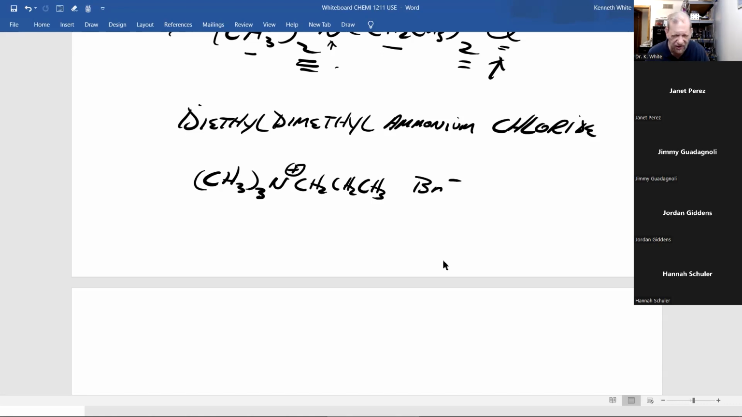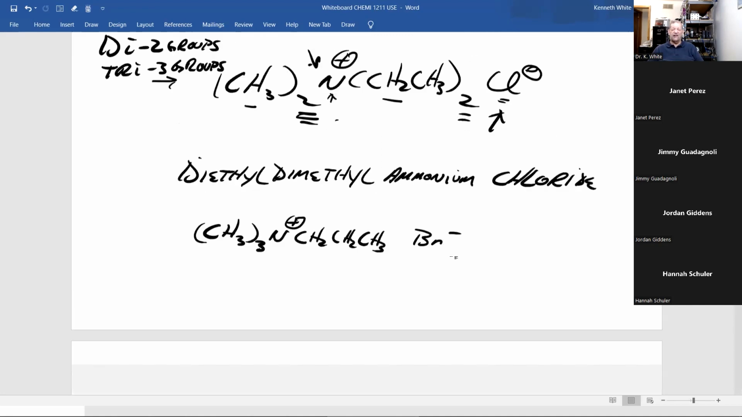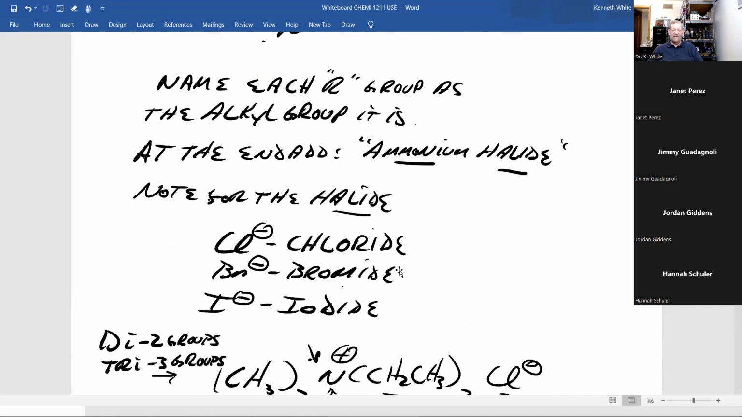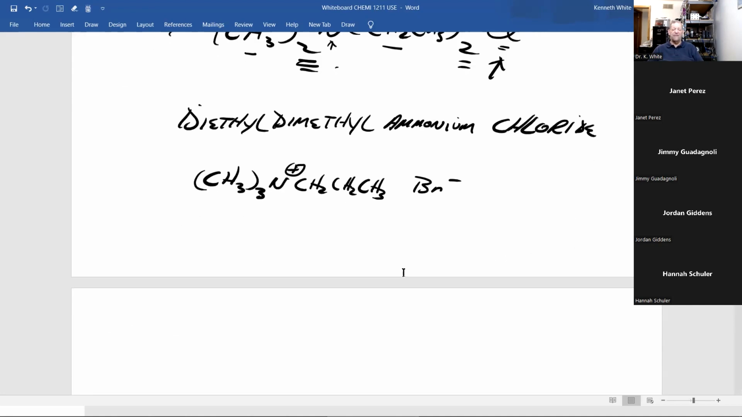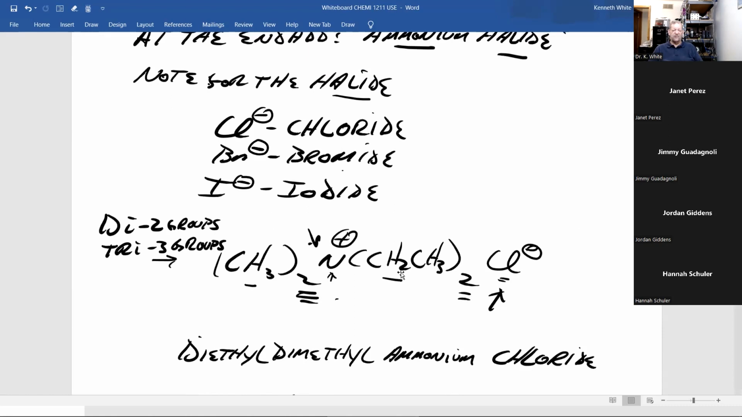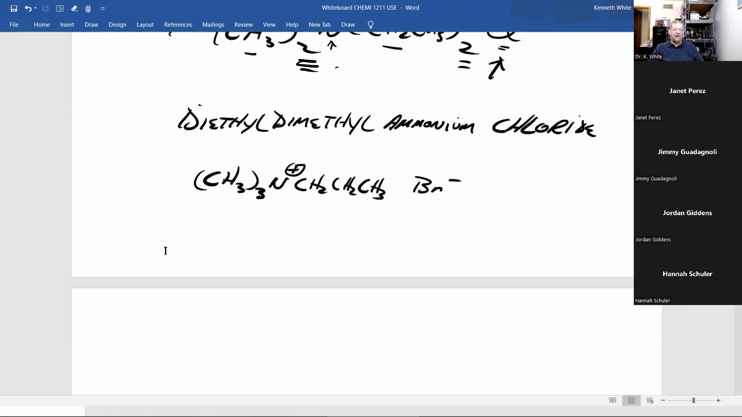And here's the molecule. Now I'm going to help you out. Br minus, what is that called? Bromide. And remember, name each of the alkyl groups and then the word ammonium, in this case, bromide, the halide. Now, just remember, di is 2 groups, tri 3 groups. And here you are.